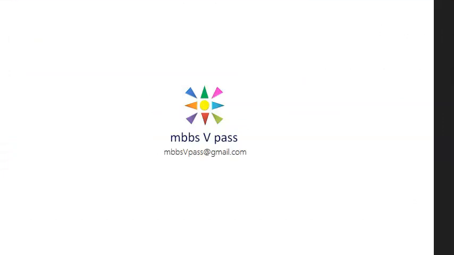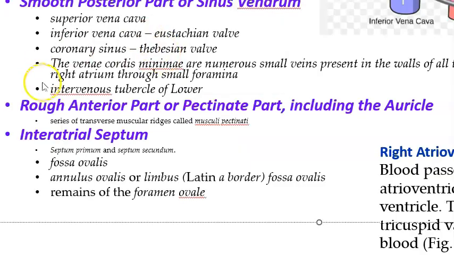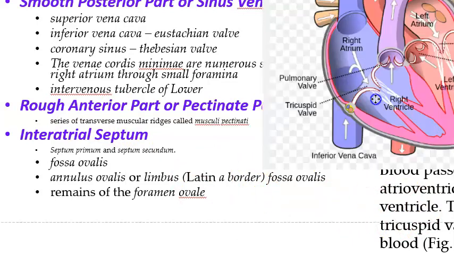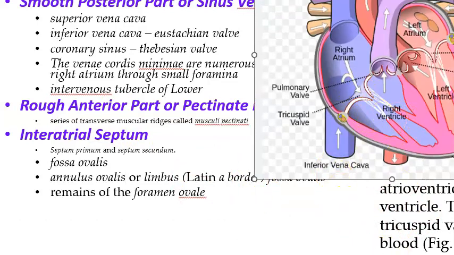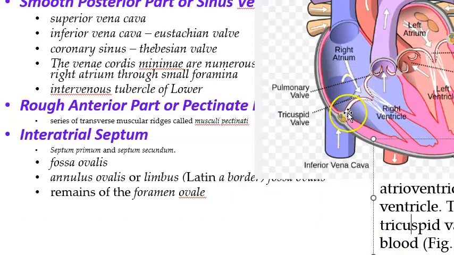Which valve? Atrioventricular valve, right? For that, don't go much into this, okay? Just remember some musculi pectinati, the pectinate part, so muscular, very rough, transverse muscular ridges, like that. You can remember this will continue into that muscle, this one, which is helping this valve. So you can see here, correct? This diagram. You can just remember like that.